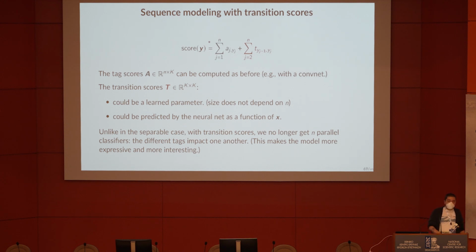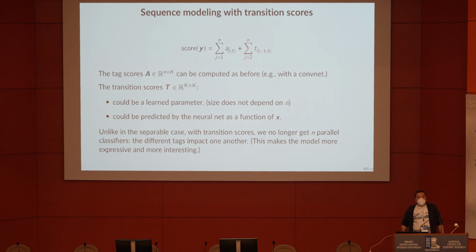So the tag scores are like the local classifier. This can be computed just as before. So to implement this, you can run any kind of sequence encoder and have a linear layer at each position, right? Not softmax, just a linear layer that computes k scores for each tag at each position.